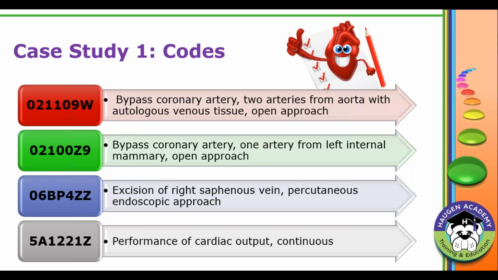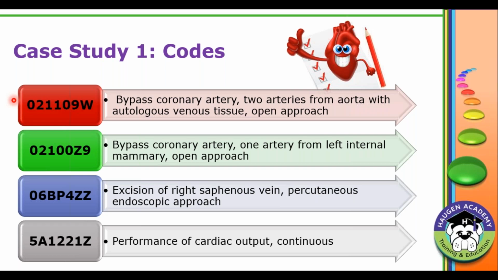So case study 1, codes. If you remember back to the beginning of my presentation, I talked about the coding guideline that says that if you have bypass that uses 2 or more different devices and/or qualifiers, then you have to code those out separately, and that's what we're seeing here. So we did bypass of 2 coronary arteries using autologous venous tissue, open approach.